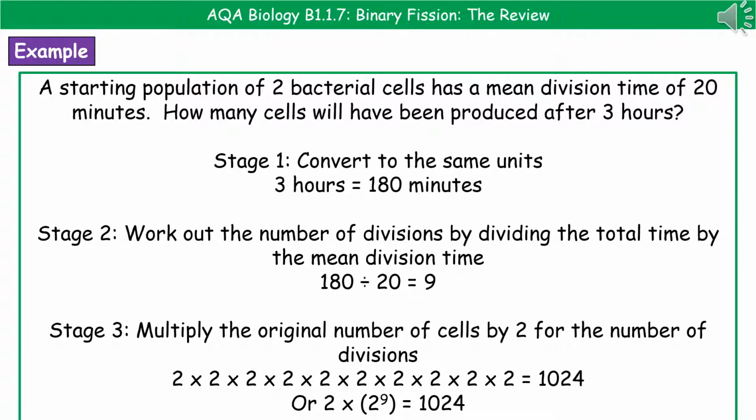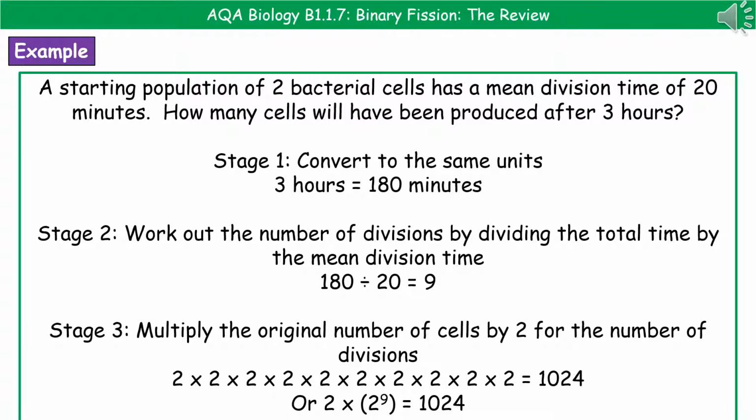Stage 1 is where we're going to convert our times to the same units. So we've got minutes for our mean division time, hours for our total time, so we convert those hours to minutes. So 3 hours is 180 minutes. You just do number of hours times 60.